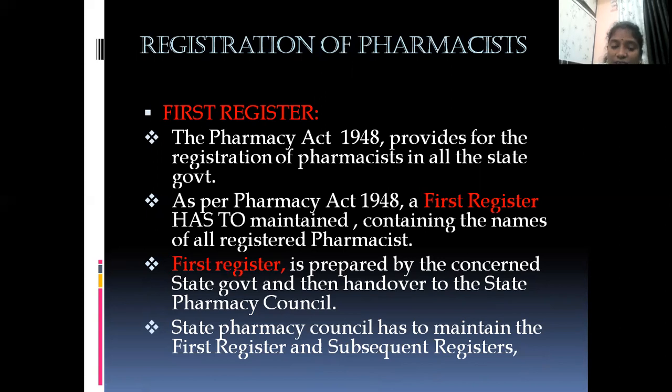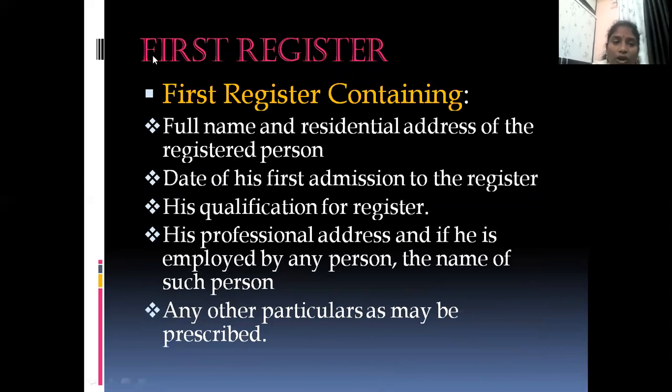The subsequent registers also they will maintain by the state pharmacy council. So what is the first register? What does it contain? The first register I already told you. Those who are qualified persons, their names will be registered in the first register. So what it contains means the full name of the person, registered pharmacist, and also residential address. So their name and their permanent address, they will be included in the first register.